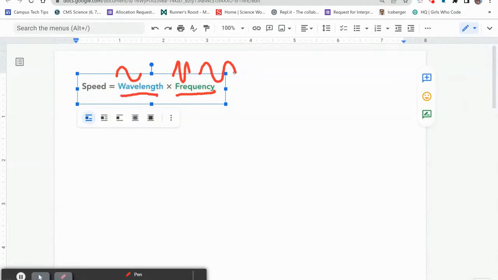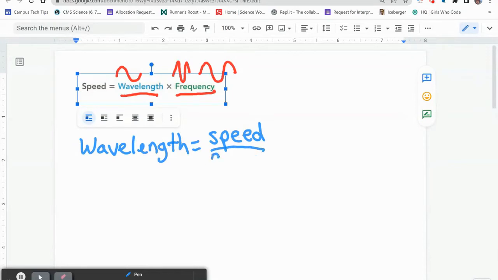Now, this is one formula. So this is a formula that you might be given. Now, we can actually rearrange this formula in order to figure out how to calculate things such as wavelength or frequency. So if we rearrange this formula, we would have to divide the frequency into speed. So if we were to figure out the wavelength formula, the wavelength formula would be wavelength is equal to the speed divided by the frequency of the wave.